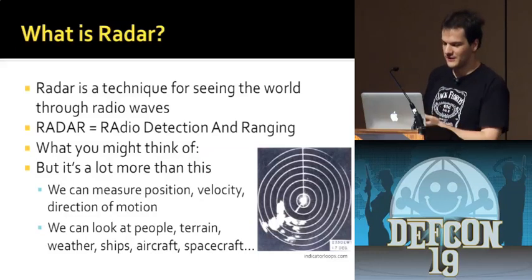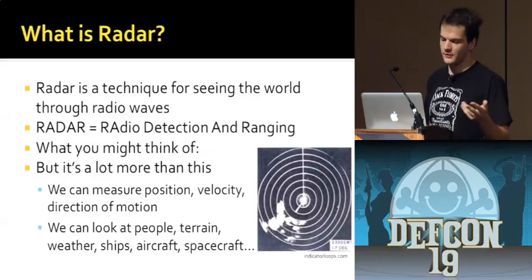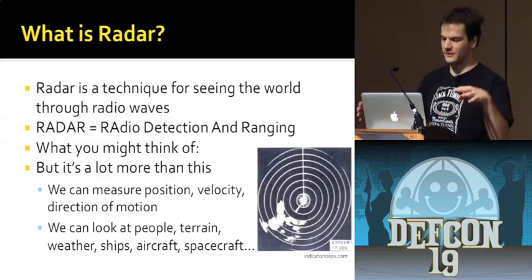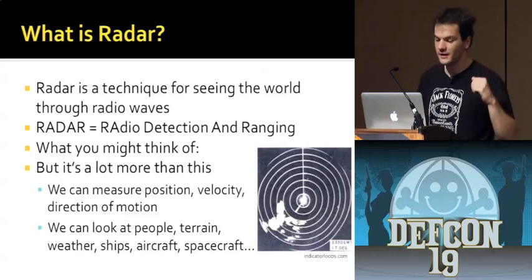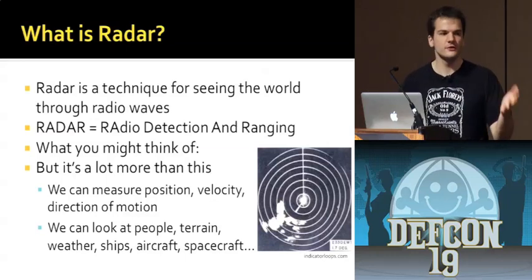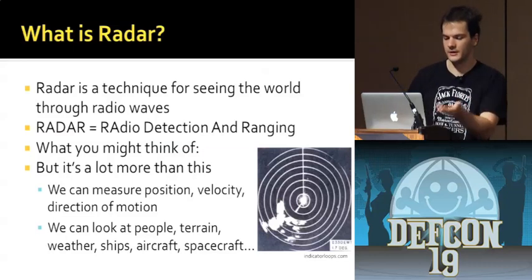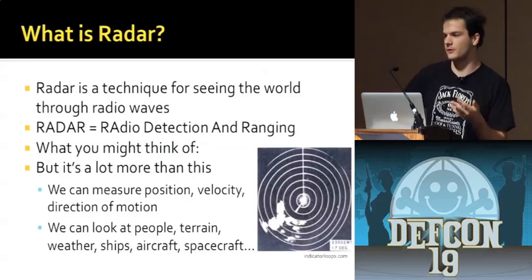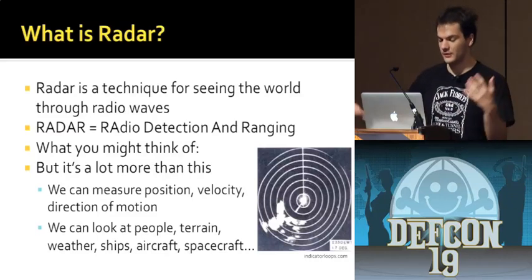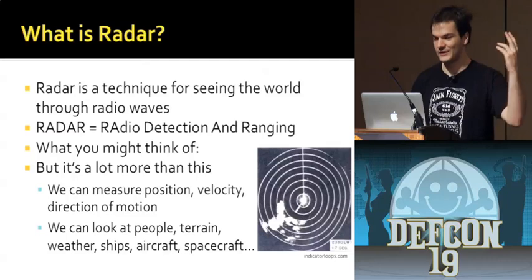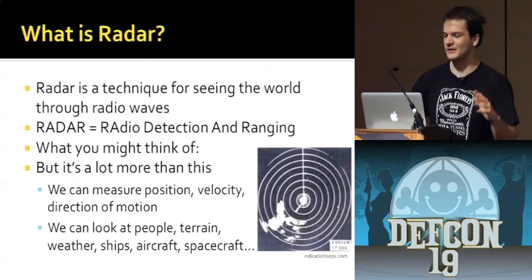That's kind of the basic idea of what people think, but what you're measuring is essentially the position of something, the velocity of something, the direction of motion of something. But you can actually do a lot with this type of technology. You can look at pretty much anything. Here we've got people, terrain, like land surface. You can look at foliage, weather patterns, clouds, rain, ships, aircraft, spacecraft, pretty much anything you can think of.